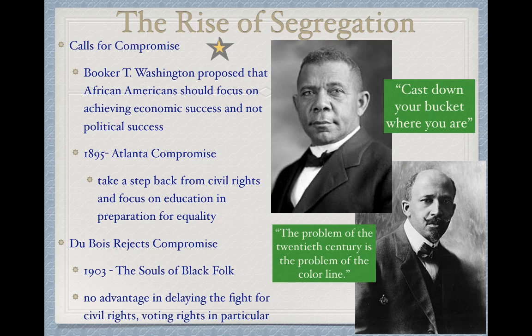That's why you see a lot of schools named after Booker T. Washington. The W.E.B. Du Bois, who is pictured there in the bottom right, has a famous quote: "The problem of the 20th century is the problem of the color line." He rejected the Atlanta Compromise. He did not believe in waiting for civil rights. In 1903, he published a really well-known book called The Souls of Black Folk, and he saw no advantage in delaying the fight for civil rights, and particularly he focused on voting rights for African Americans.